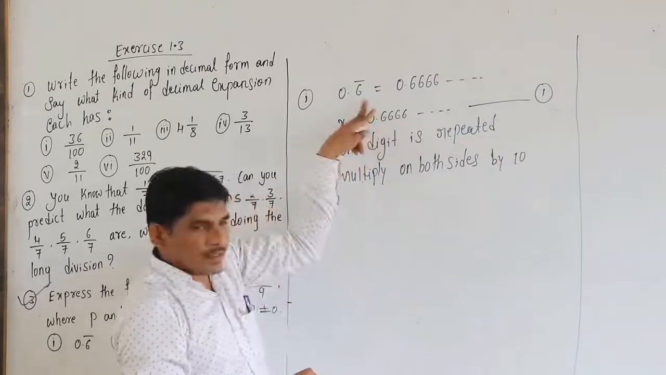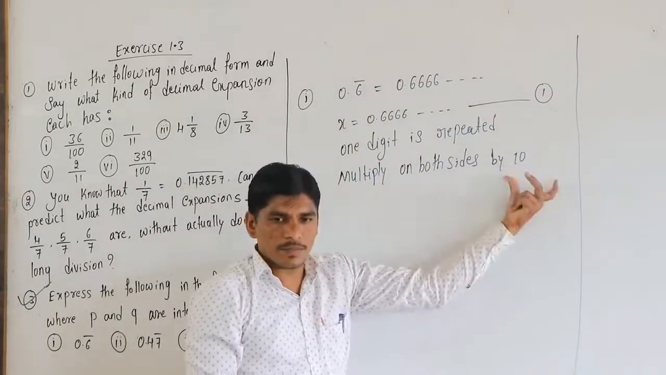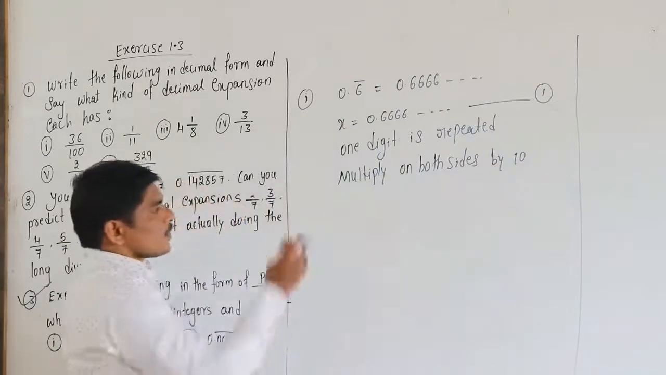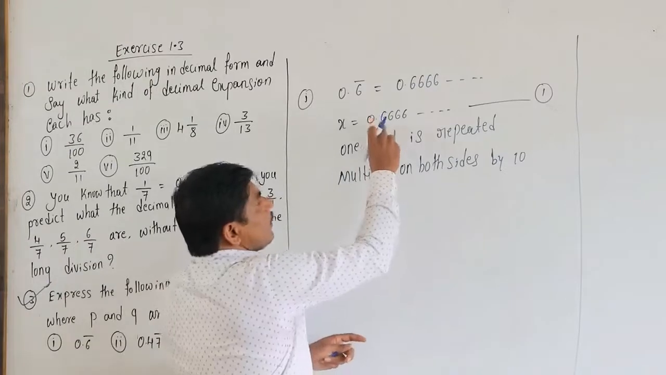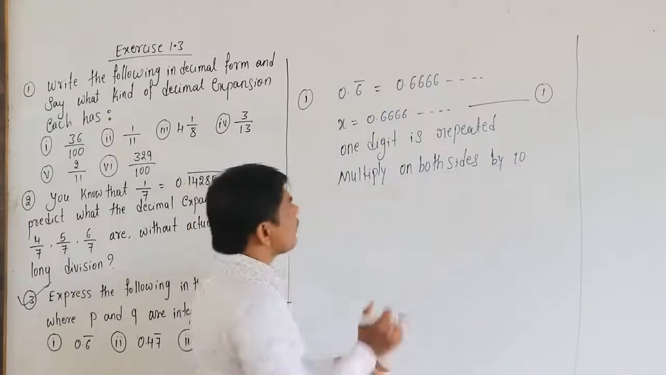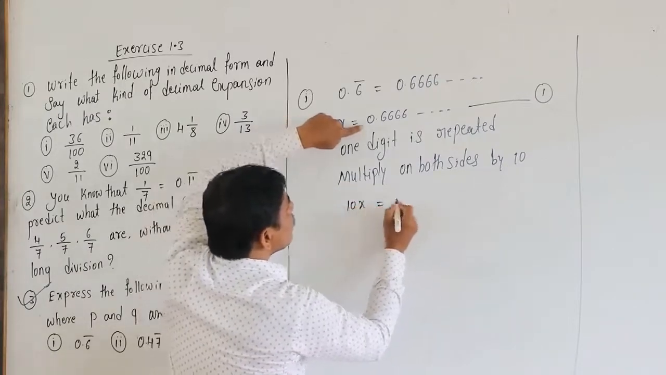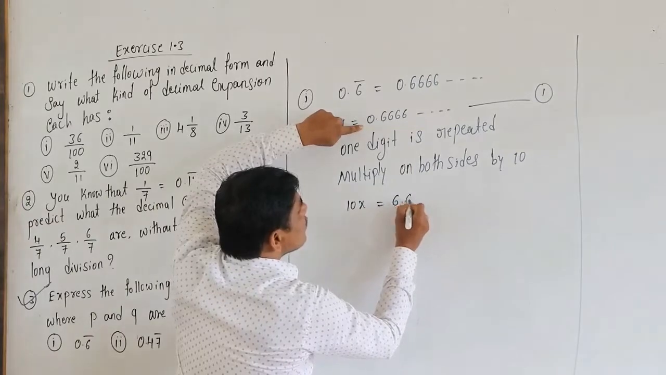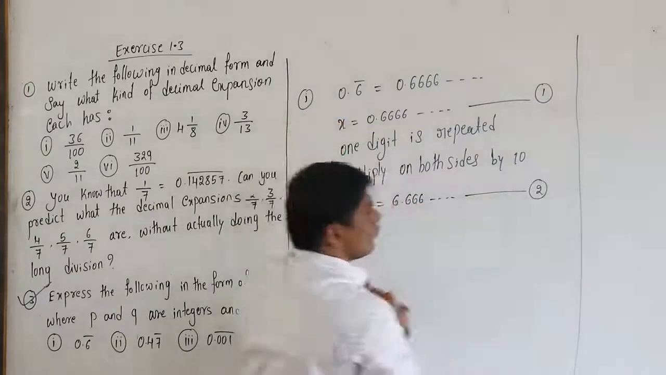Three numbers are repeated, in the given problem, you have to multiply 1000, and so on. This procedure is continuously going on. Now, in this problem, only one number is repeated. That's why you have to multiply it by 10. Now, 10x is equal to 6.666 and so on. This is equation number 2.